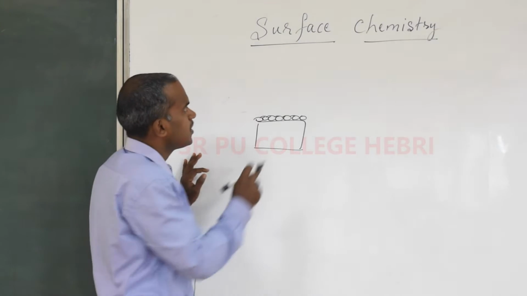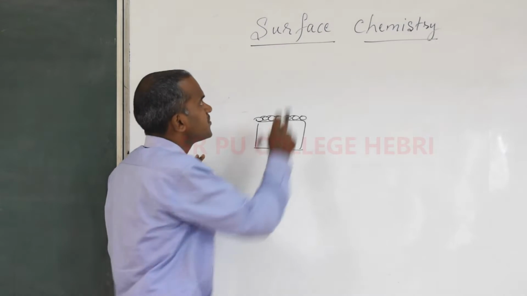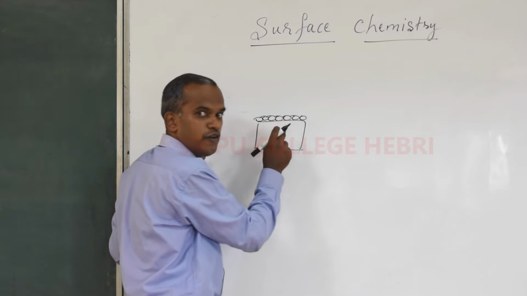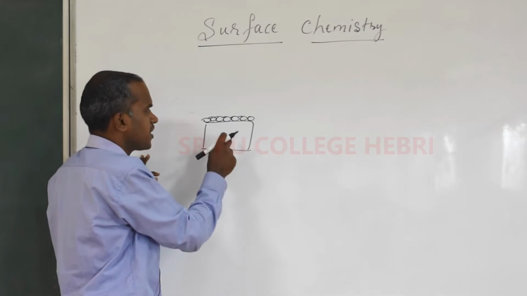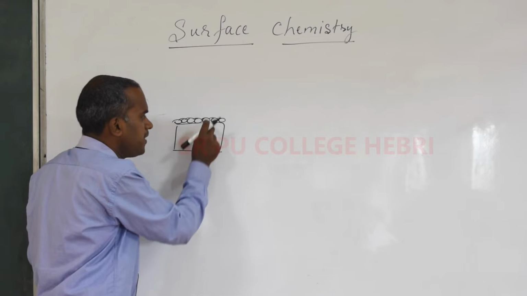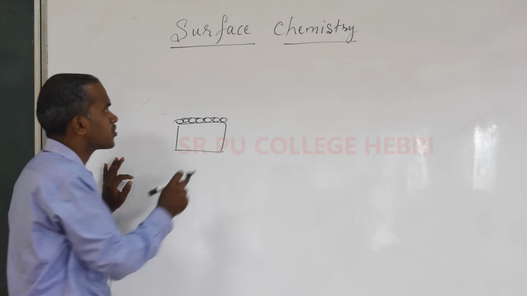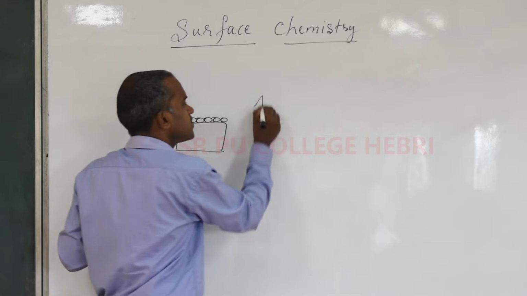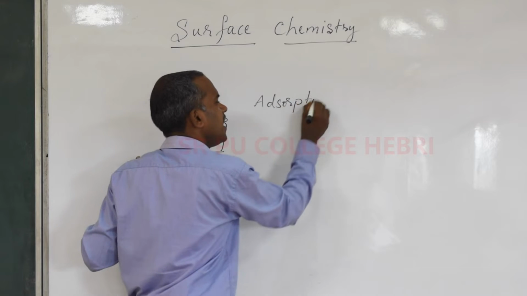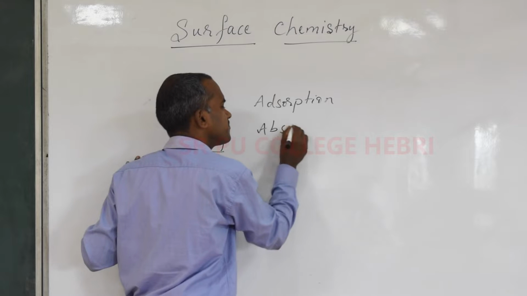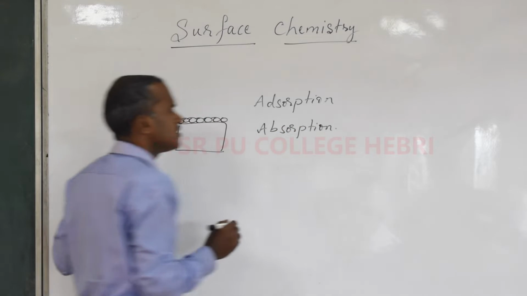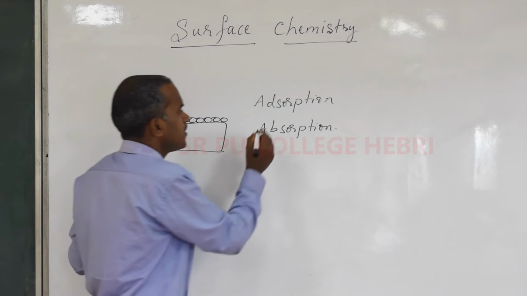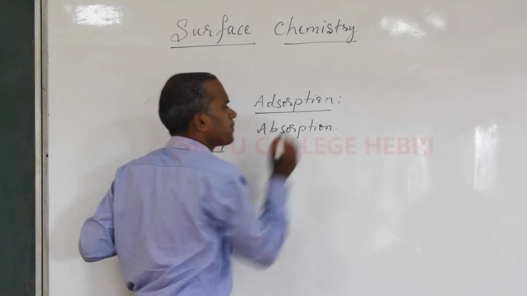Now the question I'll ask: what is surface chemistry? Surface chemistry is the phenomenon which occurs at the interface of two phases. If you consider there are two phases, whatever phenomena take place in between them is called surface chemistry. In this chapter we will discuss adsorption and absorption. Just one letter difference, but there is a lot of difference in the meaning and the phenomenon. Now the first question I'll ask you: what is adsorption?